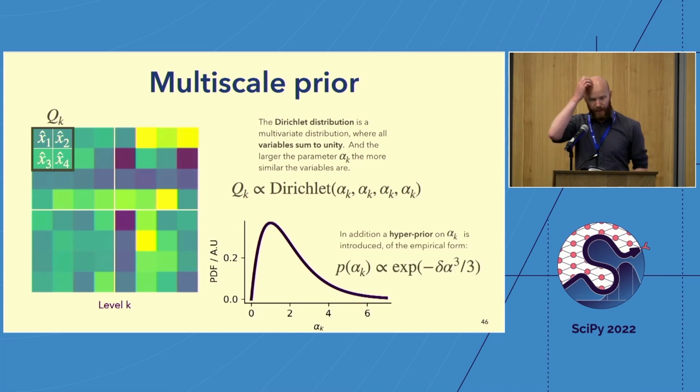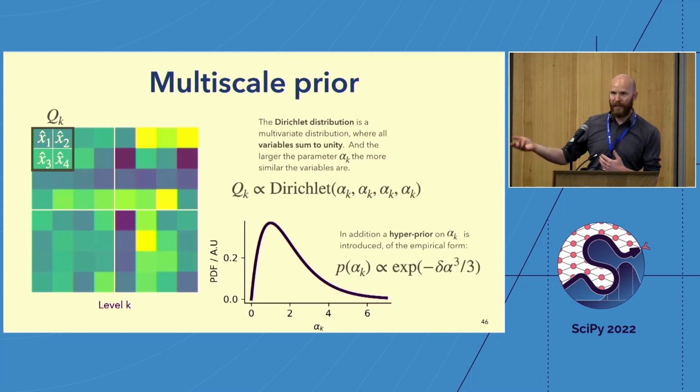In addition, in this method, there is an additional hyperprior on this alpha k parameter, which was proposed with an empirical form, the one that I'm showing here. And you can see that it peaks, for example, at around 1 or around 2. And effectively, you can imagine this alpha k parameter as adding hallucinated counts to the image, and thus smoothing the image.